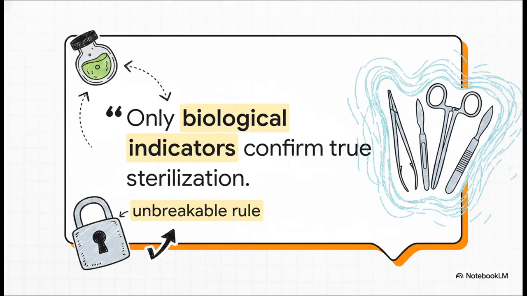Which brings us to this absolutely crucial quote. I want you to burn this into your memory. Only biological indicators confirm true sterilization. It is an unbreakable OR rule. When the test asks what guarantees an instrument is actually safe and sterile, the answer is always the biological indicator.